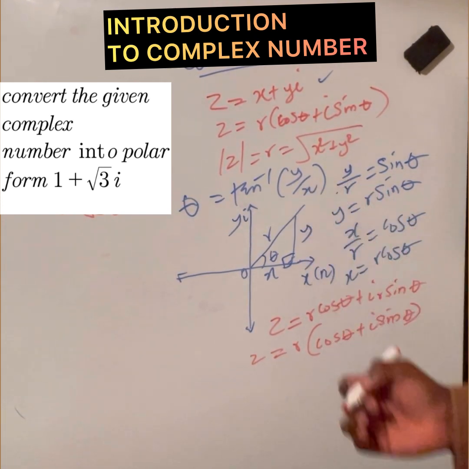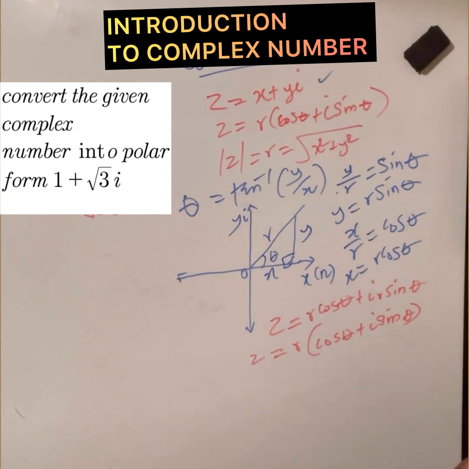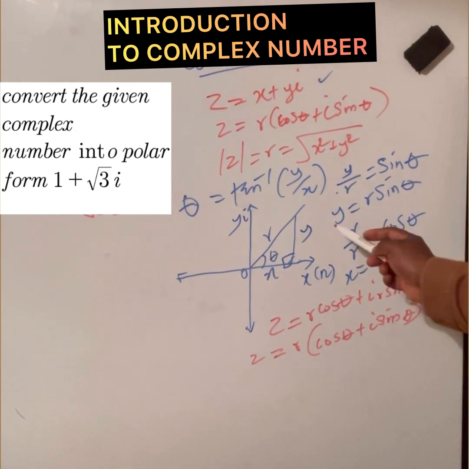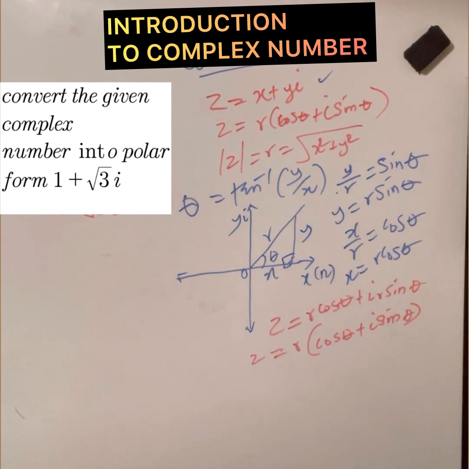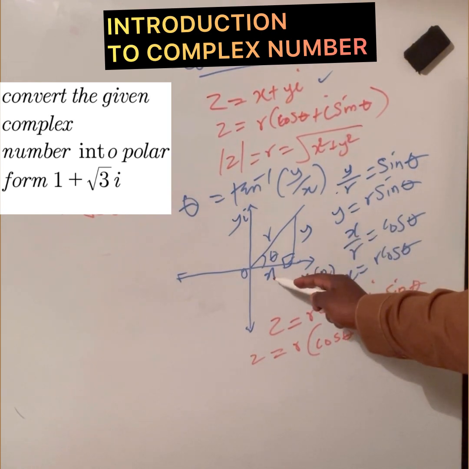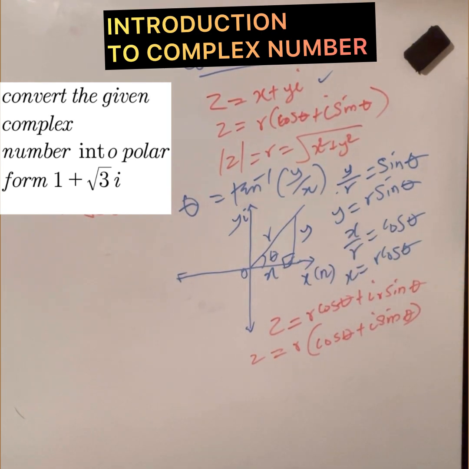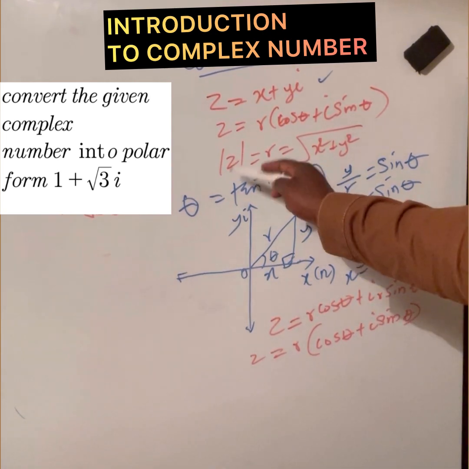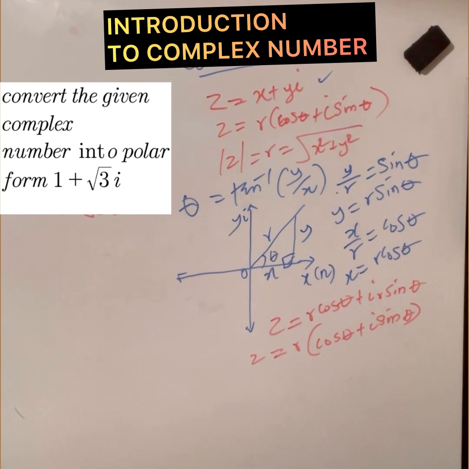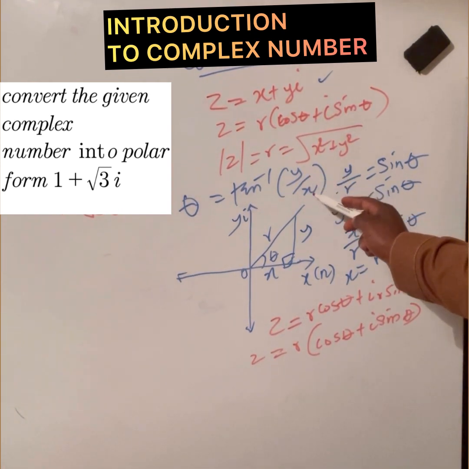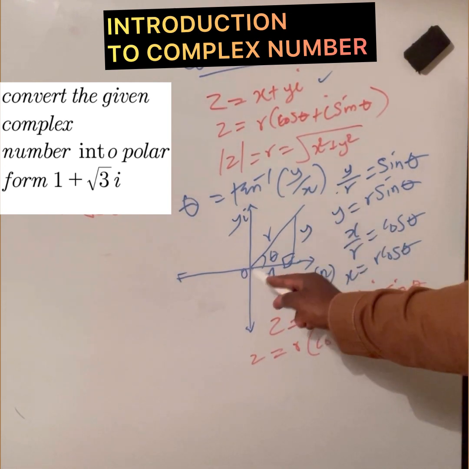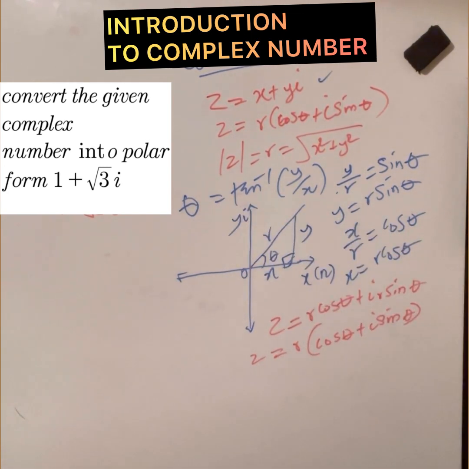The third one, the absolute value r, is derived from here. This is a right angle triangle, so this is Pythagoras' theorem. To get r, it is the square root of x squared plus y squared, which gives r, the absolute value of z. To get theta, which is the argument, it is tan inverse of y over x. This is y on the vertical axis, x on the horizontal axis. Tan inverse of it gives you the argument.